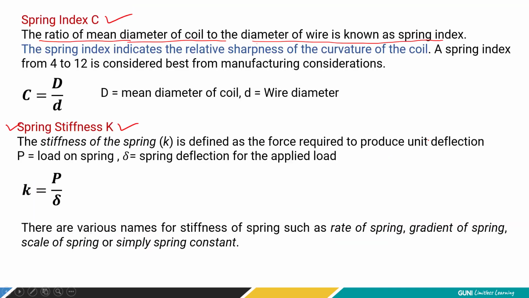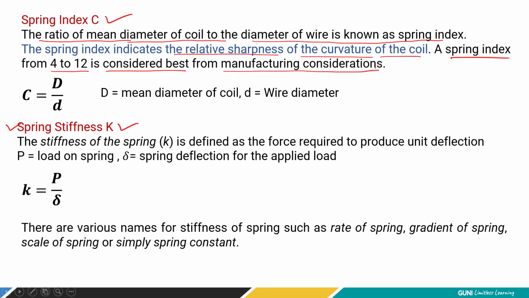So this is referred to as spring index. Now what's the importance? Spring index indicates the relative sharpness of the curvature of the coil. Now pay attention here. Generally, the spring index value varying from 4 to 12 is considered, based on manufacturing considerations.